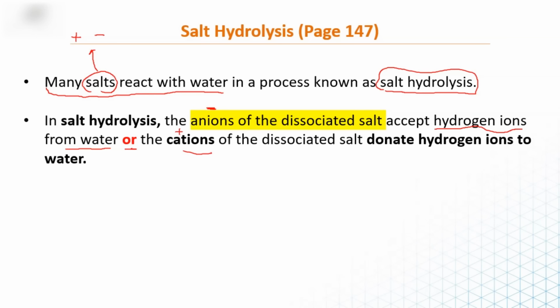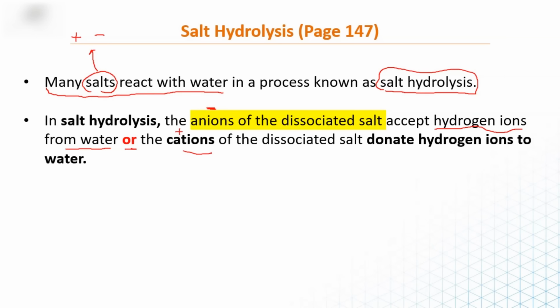So accept hydrogen or donate hydrogen, meaning Bronsted Lowry acid-base reactions. If you remember, donate hydrogen or accept hydrogen. So salt hydrolysis, this process up here, can produce basic, acidic, or neutral salt solutions. Okay, so let's start with the salt hydrolysis that produces basic solutions.